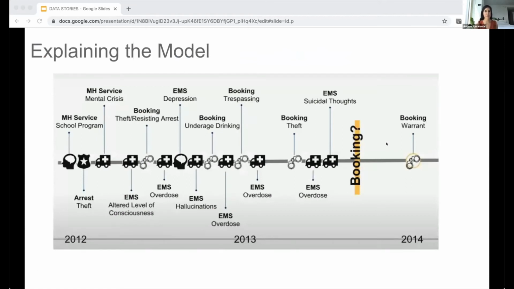Another similar way of explaining how the model actually works is from another project, related more with time. So from 2012 to 2014, we have different types of incidents, like mental crisis, school programs, and all these different events. And we are at a time of booking. So we want to predict if someone is going to have a warrant. This is a very simple way of saying: given these events, we want to predict this other thing.